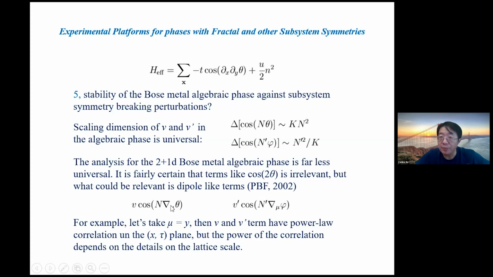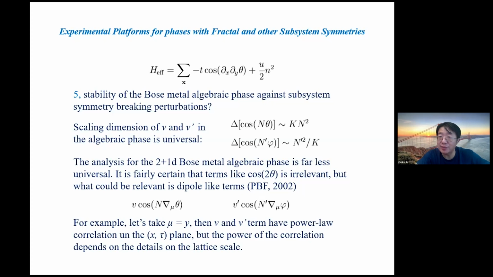This operator is no longer a cosine of n gradient theta and a cosine of n gradient phi. So these operators will break the subsystem symmetry. This operator will no longer conserve the particle number along one line or one column. It breaks the subsystem symmetry. So we can analyze whether this symmetry breaking is relevant or irrelevant at the Bose metal gapless phase in 2+1 dimensions.